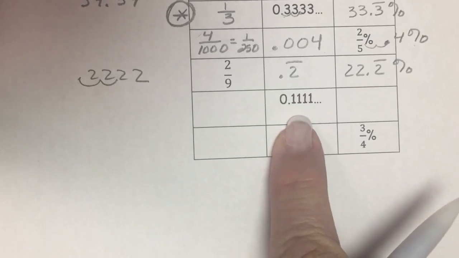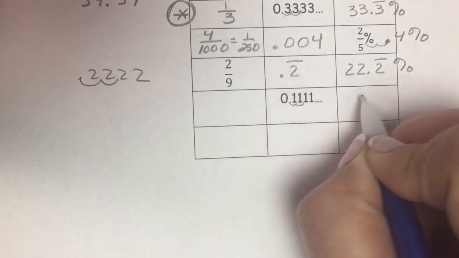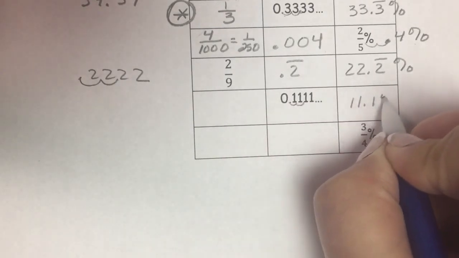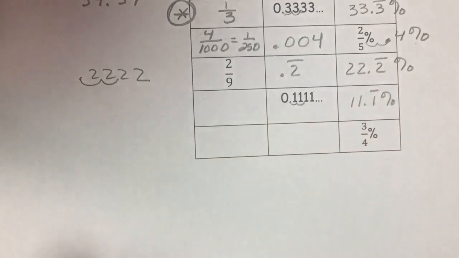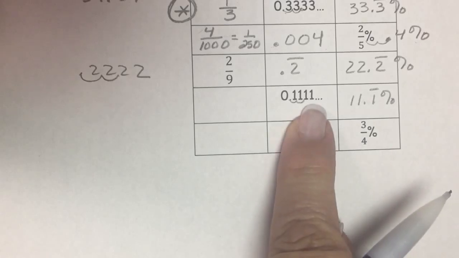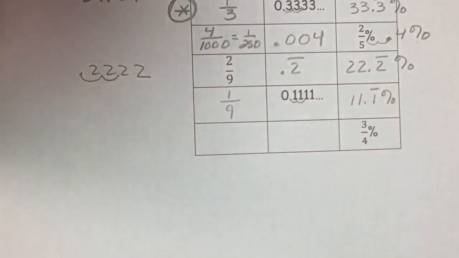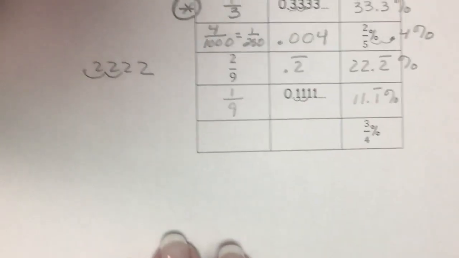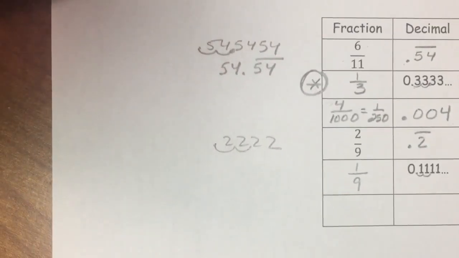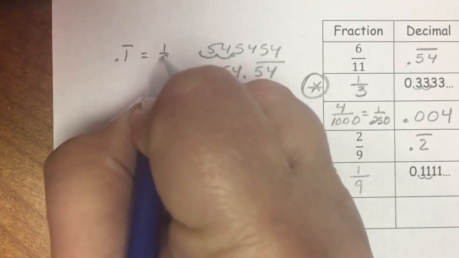Let's look at 0.1 repeating. So again, if I move the decimal 2 places to the right, that's going to be 11.1%, and the 1 is going to be repeating. Here's another one that I want you to memorize. 0.1 repeating is 1/9. So let me show you something over here. So 0.1 repeating is 1/9.